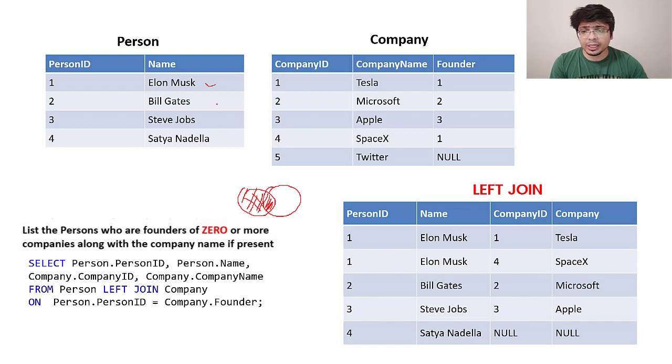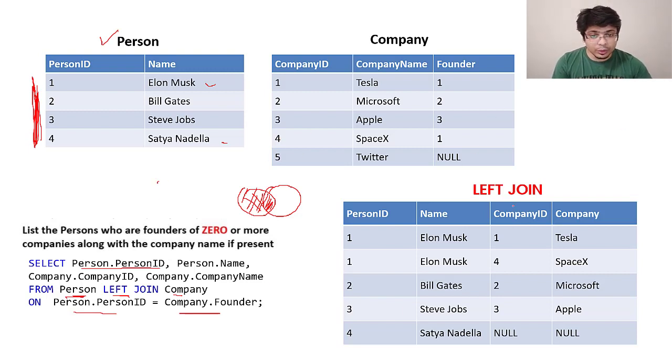So we have Elon Musk, Bill Gates, Steve Jobs, Satya Nadella, and this is the same table that we had earlier. So now how are you writing the query? Select person.person ID, person.name, company ID and company name from person left join company on person.person ID is equal to company.founder. What will it return? It will return all the values of this table. Because the person table is on the left hand side, it will return all the four values here. But it will also return the matching values.